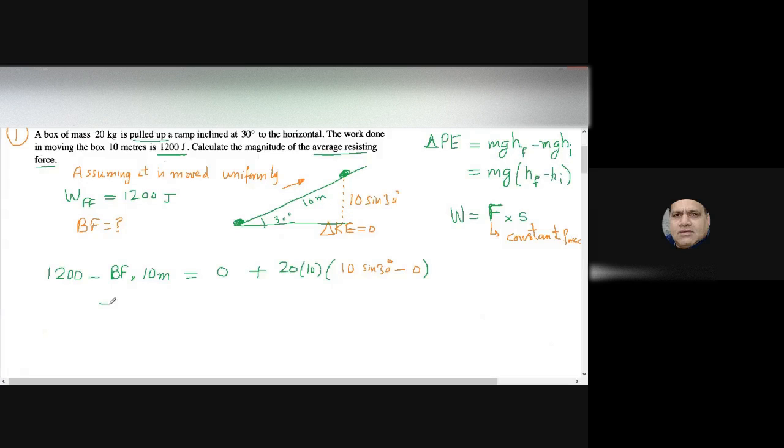So minus, here no need to put the unit m, just put 10. So 10 Fb is equal to 5. So this will be 200 times 5,000 minus 1200, which means the backward force will be equal to minus 200 divided by minus 10, which is 200 over 10. That is equal to 20 Newton. So 20 Newton is the backward force, which is the average resisting force.